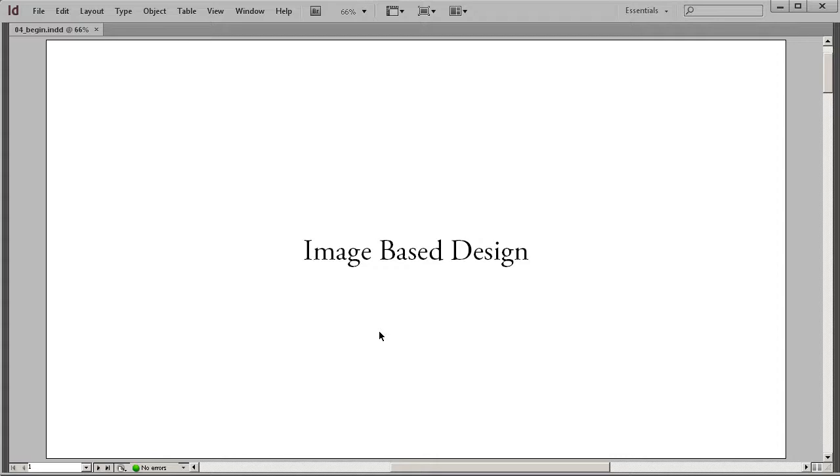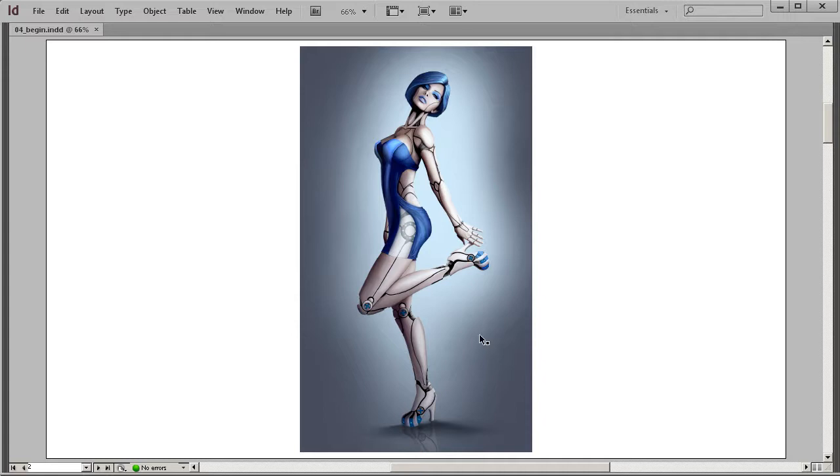So image-based design is simply a graphic design project or piece that relies on a specific image to carry the weight of that message. It communicates specifically through an image of some sort. So let's go ahead and take a look at some projects that we've done here at Digital Tutors that I would say are image-based designs. So I want to simply cycle through these images.